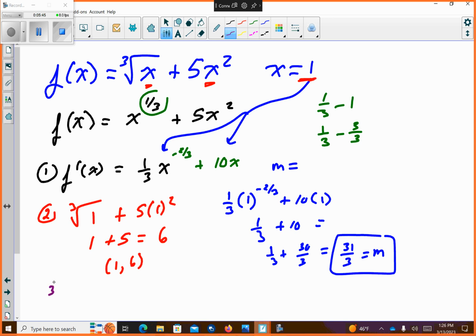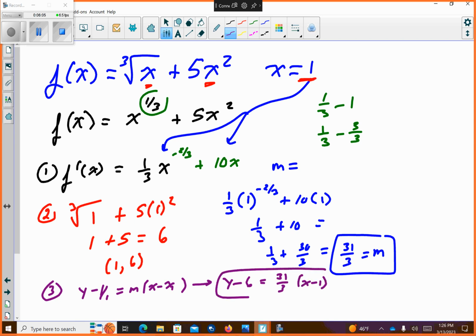And then third step, I'm going to plug those into y minus y1 equals m times x minus x1, which then that's going to give me y minus 6 equals 31 thirds x minus 1. And it's totally legit to leave it in point slope form. So that was tougher just because, well, one, you're dealing with fractions. Fractions as exponents. So not too bad.